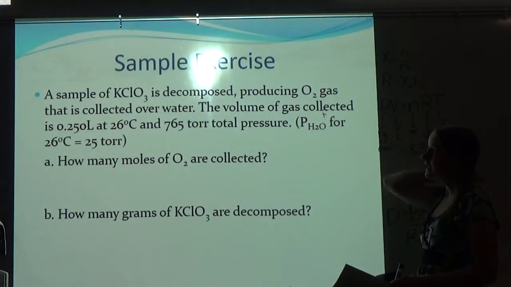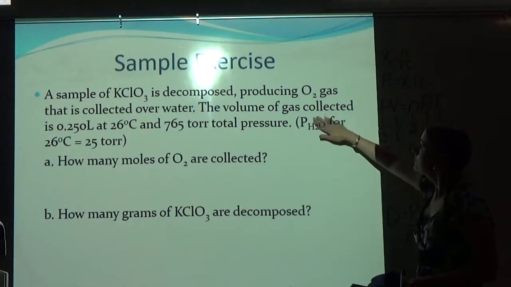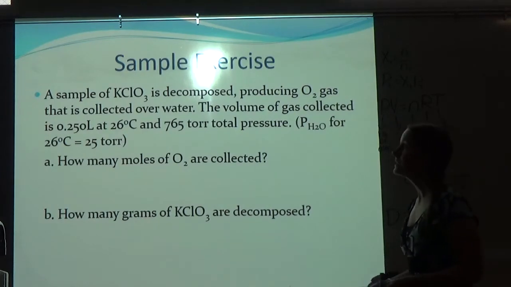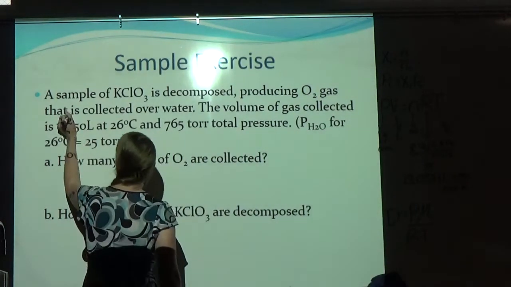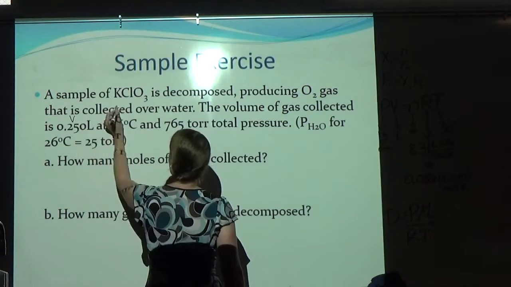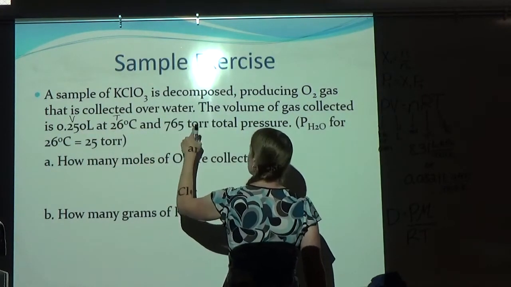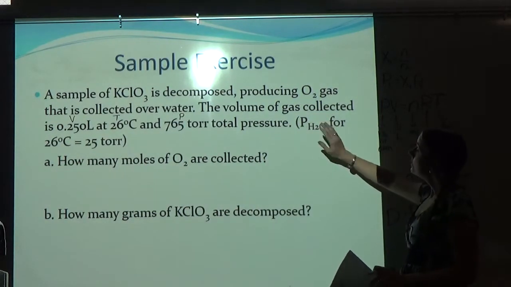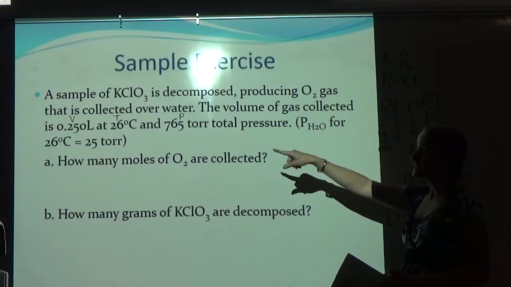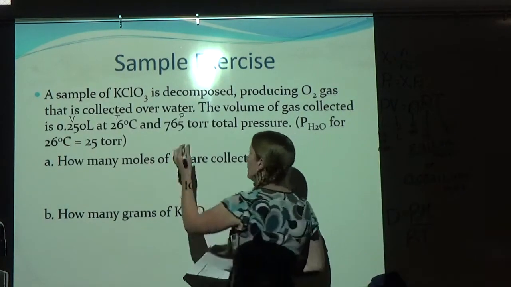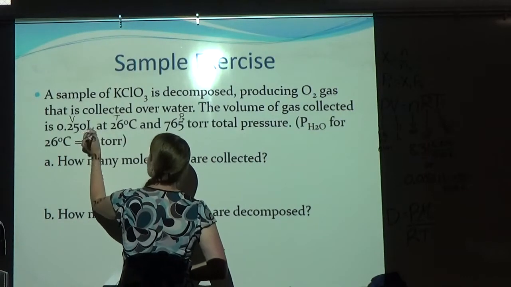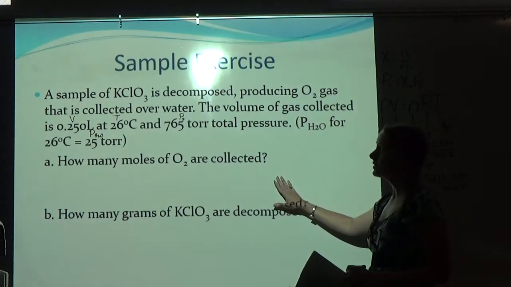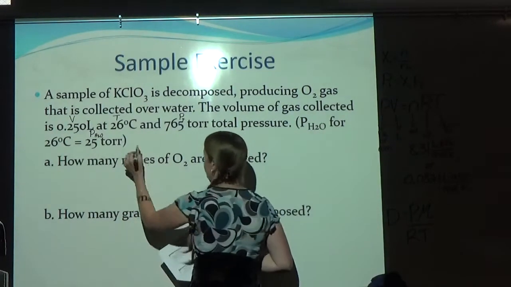So it says a sample of KClO3 is decomposed, producing oxygen gas that is collected over water. The volume of the gas collected is 0.25 liters at 26 degrees Celsius. So I have a volume and a temperature. And 765 torr, so I have a pressure. So that's our total pressure. It says the partial pressure for water at 26 degrees Celsius is 25 torr. Okay, so this is my total pressure. This is just the pressure of the water. So it says how many moles of oxygen are collected. So I'm looking for an n.